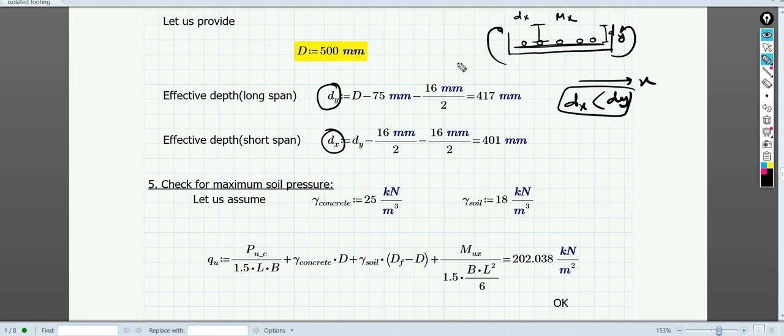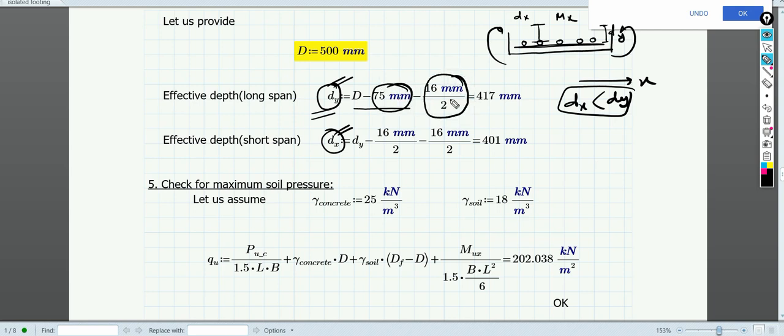So here dy, initially if I consider the long span, because for the long span the reinforcement will be provided at the bottom, or the first layer will be for the long span. So the effective depth is found out to be D minus 75, which is the clear cover, minus half the diameter of the bar, and it comes out to be 417. Okay, then the effective depth for the shorter span: this layer of reinforcement will come just above the reinforcement already provided for the long span. So from the dy you already have, half of the bottom reinforcement diameter and again half of the top reinforcement diameter will be subtracted, and then you will get the dx. So I think you can visualize it.